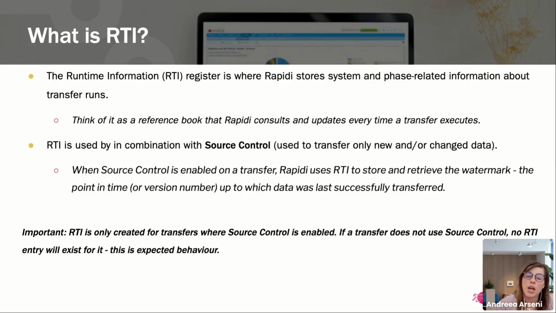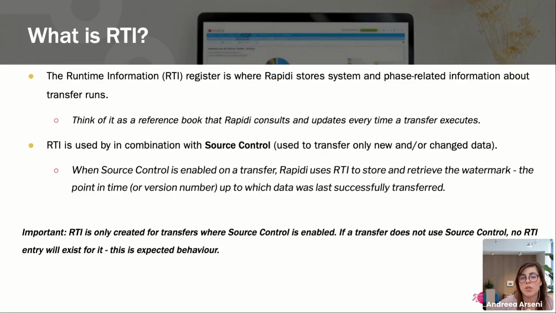The RTI is used in combination with source control. When you want to transfer data, you use a source control, which is a datetime or a timestamp field. When the source control is enabled on the transfer, Rapidi uses the RTI to store and retrieve the watermark, meaning the point in time up to which data was last successfully transferred. So Rapidi always knows when you last ran this transfer, and if there are new updates or new records, the RTI moves forward in time.